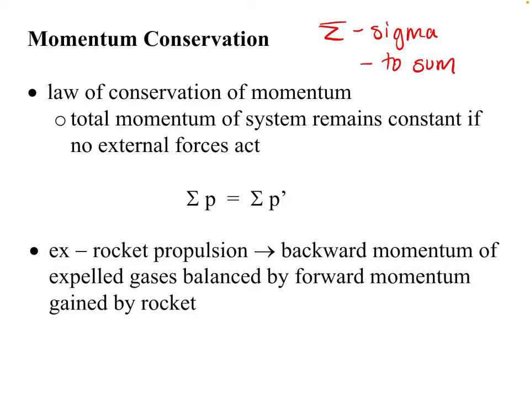A great example of this is rocket propulsion. This is the basic principle on which we launch rockets. If a rocket is at rest, its momentum is zero. How do we propel it forward? Well, we expel gases backwards, which then propels the rocket forward, because if the momentum, mass times velocity, before is zero, afterwards it should still be zero.